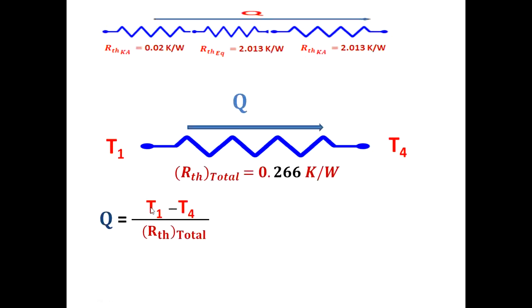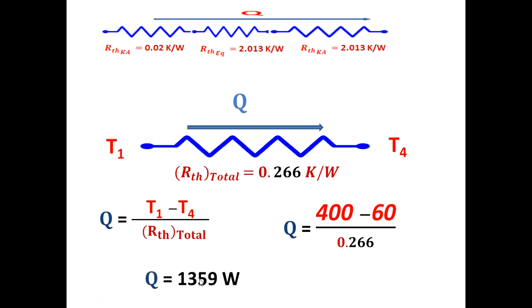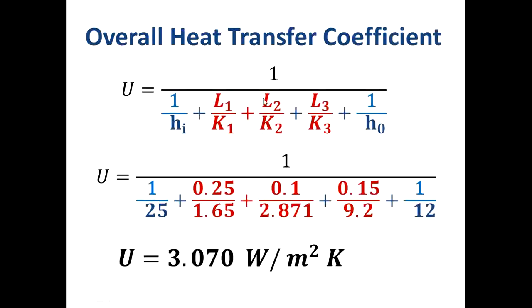Therefore, heat transfer will be the temperature difference divided by the total thermal resistance, and you will get 1359 watts. The overall heat transfer coefficient you can find by putting in the formula. You already know how to calculate this one in this second problem.